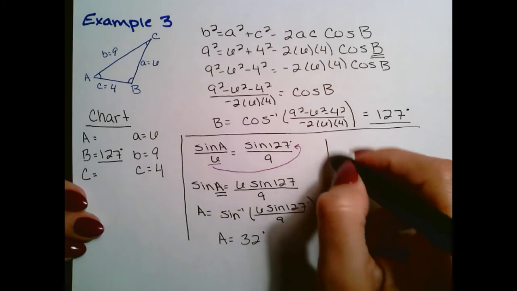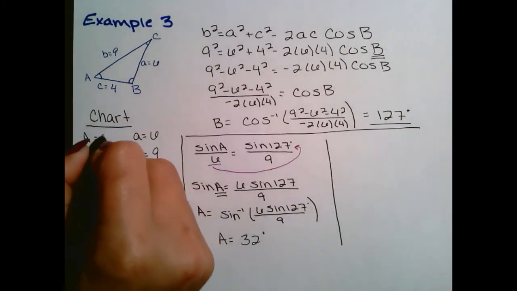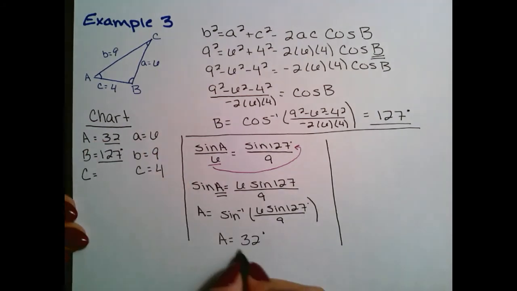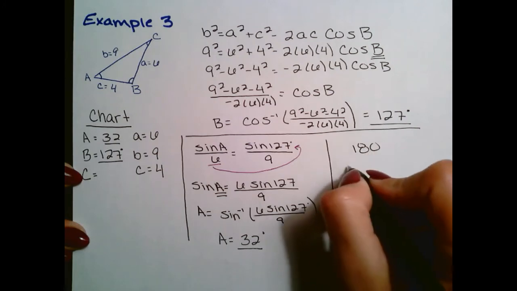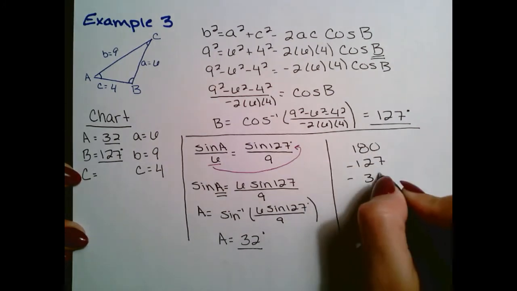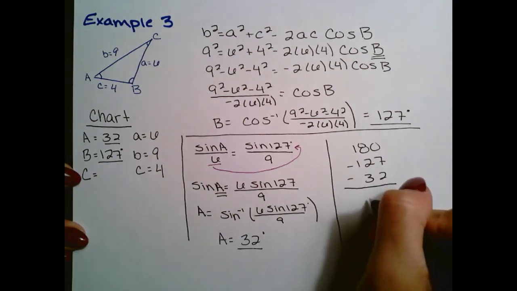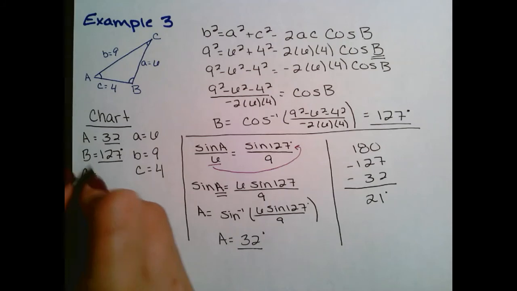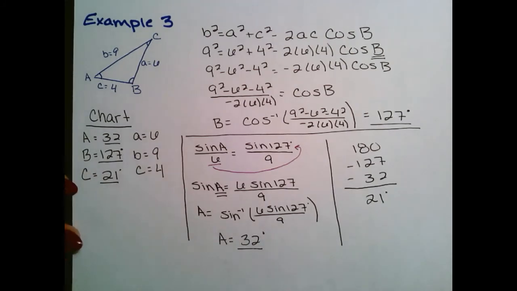Our last step is going to be the 180 rule. Okay, so now for angle C, I could say 180 minus 127 minus 32, and we get our last angle, which is 21 degrees. You find your last angle, and you are done with this question.